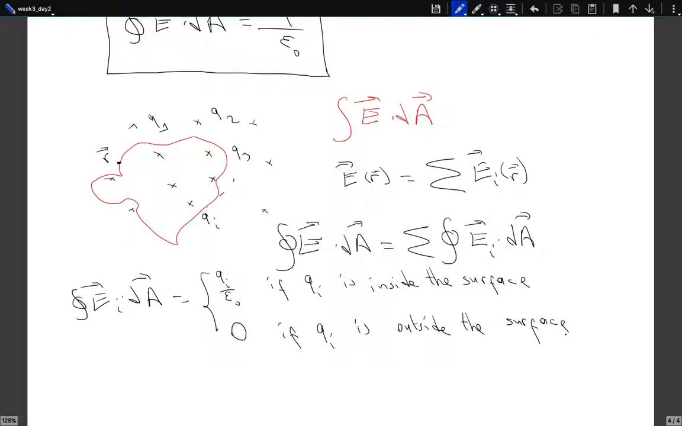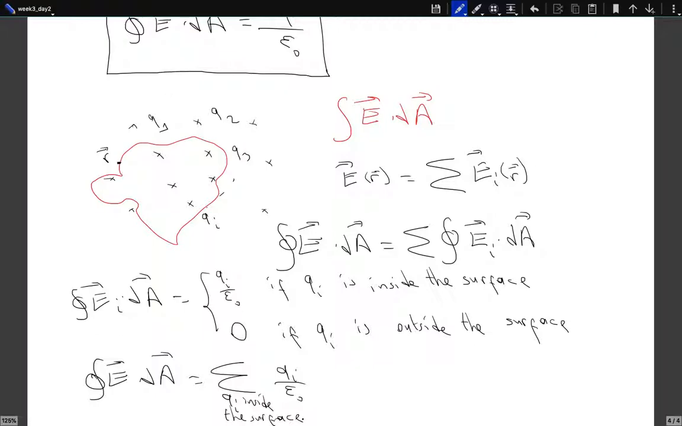These integrals, depending on whether Qi is inside my surface or outside, will be either the charge or 0. Only the charges inside give me a non-zero integral. So the sum will be only over the charges inside. So E dot dA will be equal to the sum of Qi over epsilon 0 for Qi inside the surface. Here I am summing over Qi over epsilon 0, but only if Qi is inside my surface.